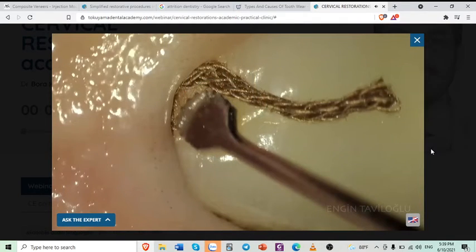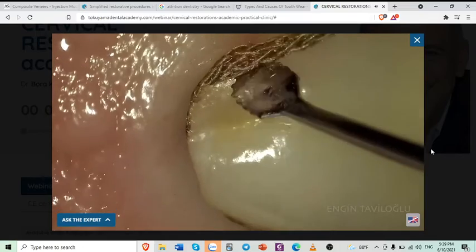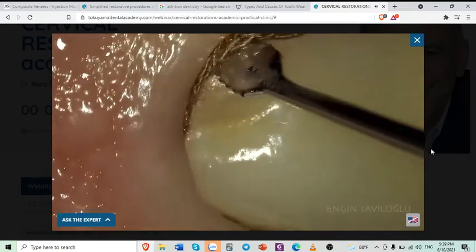So this can be done, and you can finish it in only one time. So you can choose the method you like. Now this is a video with magnification. This is one of my microscopic works.